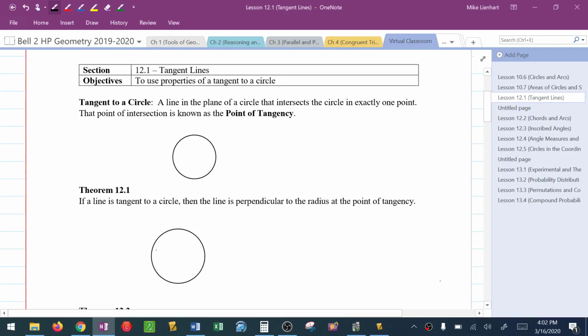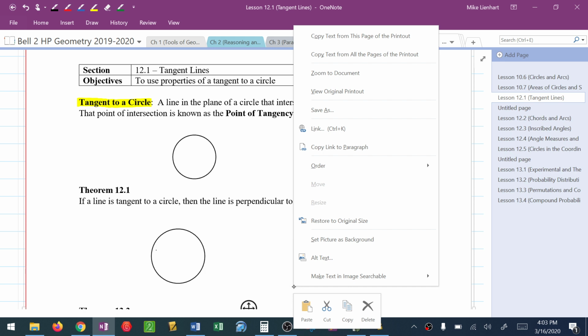This lesson is on tangent lines and how we apply properties of a circle that are associated with tangent lines. So let's start off by addressing what this thing called a tangent to a circle is. Very simply, it's a line in the plane of a circle that intersects the circle in exactly one point. This location is called the point of tangency.